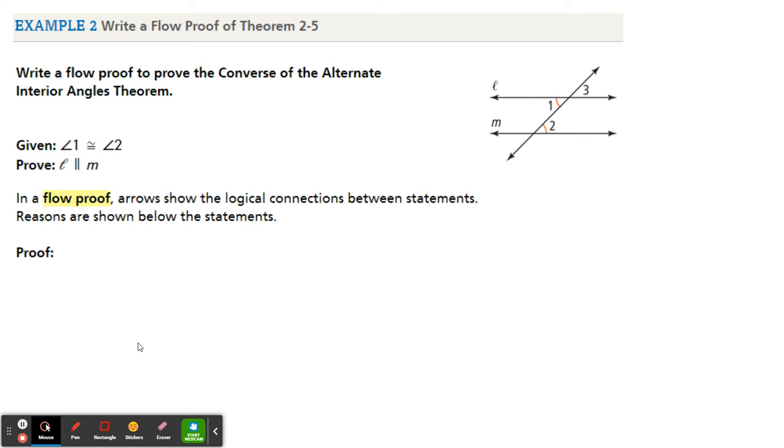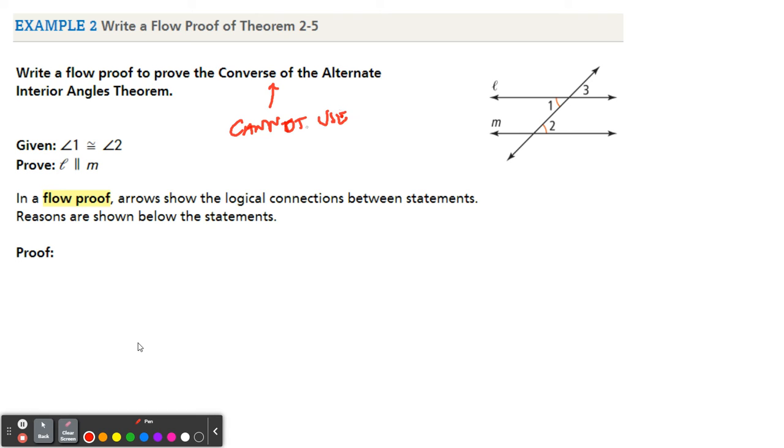All right, so let's do a flow proof. Now, I don't think we've done a flow proof before in our small. We've done two column proofs. I think we've done paragraph proofs, so not a flow proof. So it says write a flow proof to prove the converse to the alternate interior angles theorem. So remember, if you're trying to prove it, that means you cannot use it.